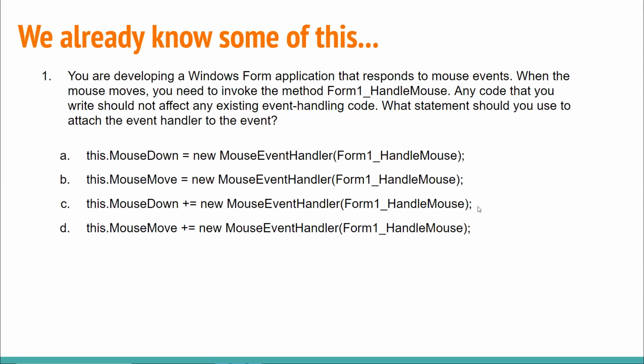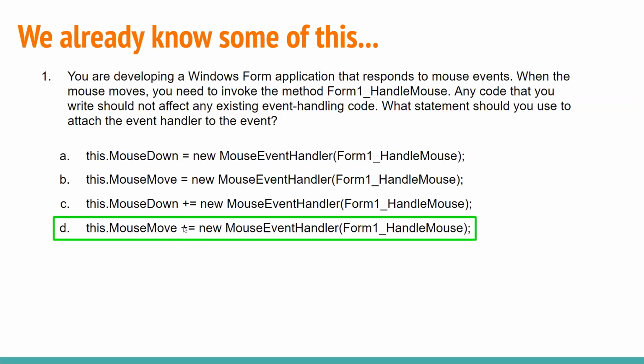So everyone, B and D are honestly the 2 good answers, right? So number 1, it said that the event was the mouse moving. So both B and D have mouse move. Okay, so that's the correct event to be thinking about. The only difference between them is one is using equals and one is using plus equals. Okay. And the difference lies in that plus equals.